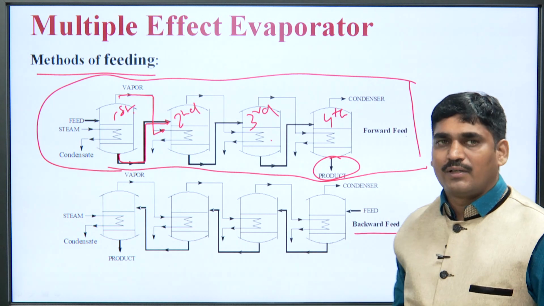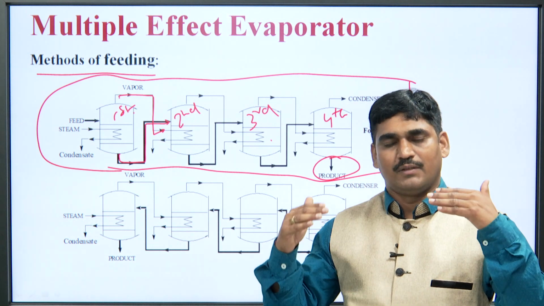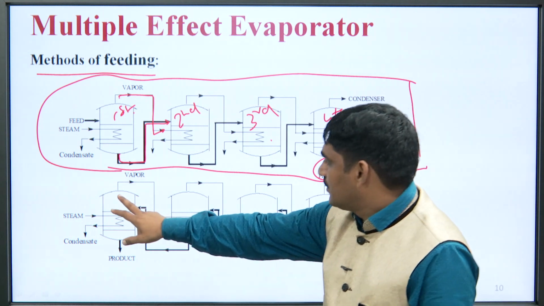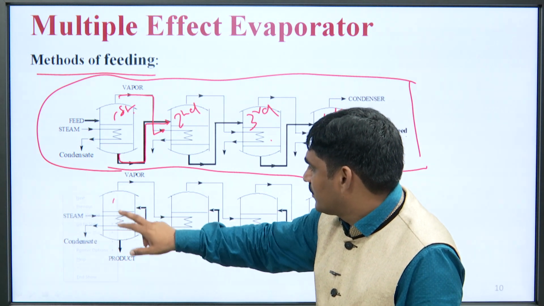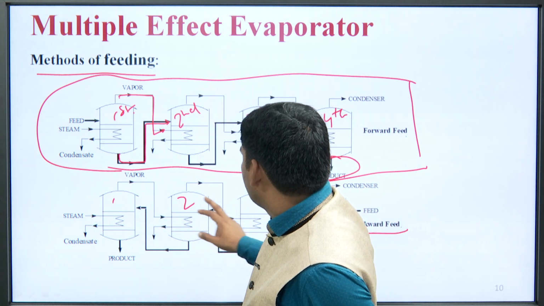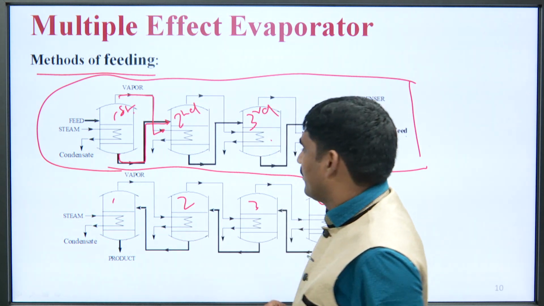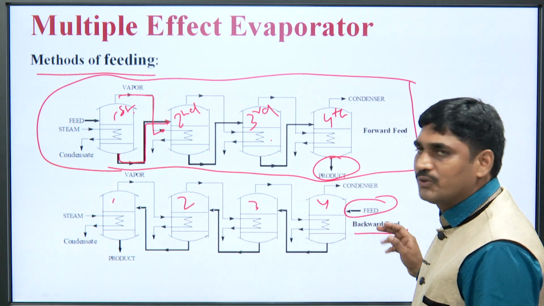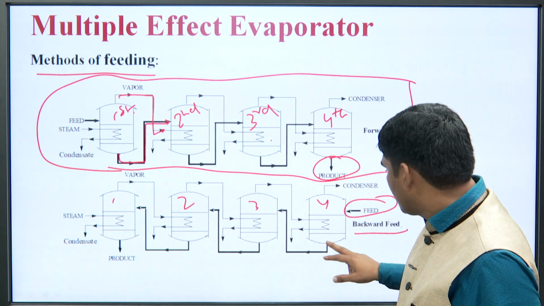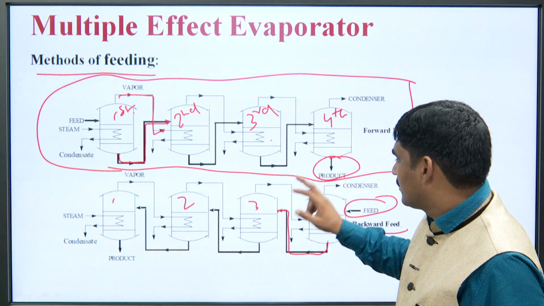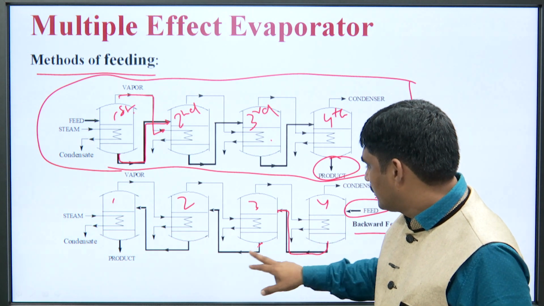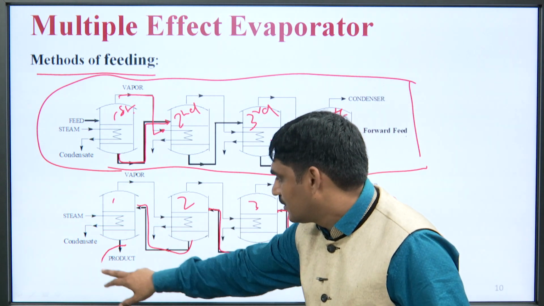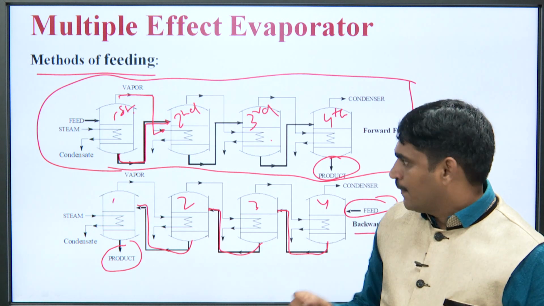Backward feed. In case of backward feed the steam and feed both are moving in opposite directions. So, steam is introduced into first effect, then second, third, fourth. Okay. So, steam is introduced into the first effect and the feed liquid is introduced from the last effect. From last effect it comes to third effect, then it comes to second, then it comes to first effect. Finally, the product is collected from first effect.